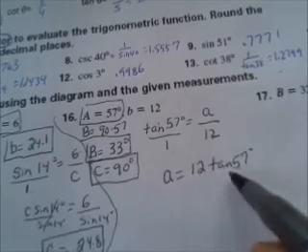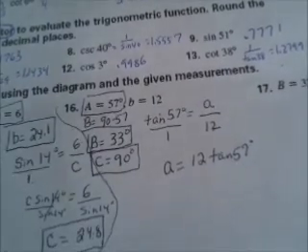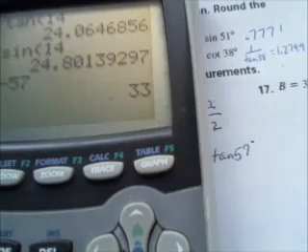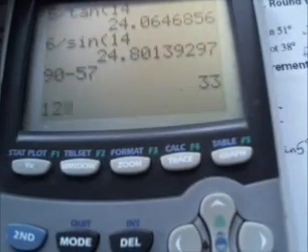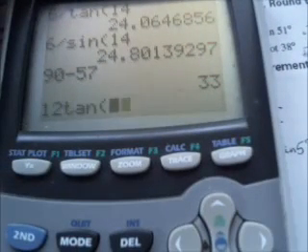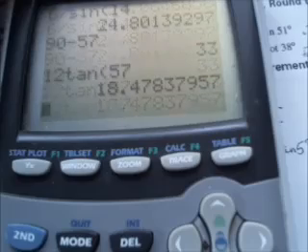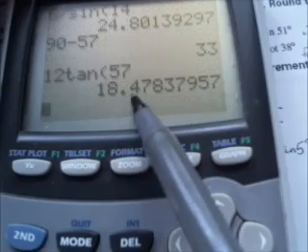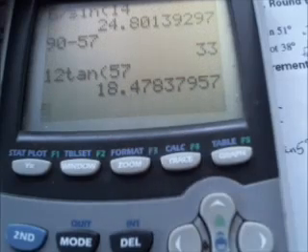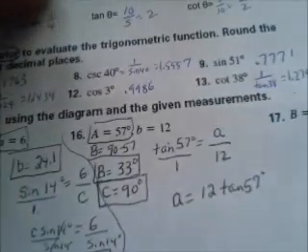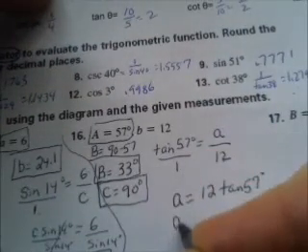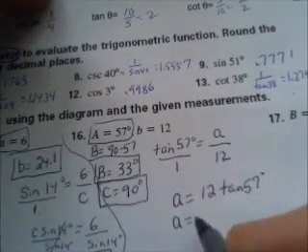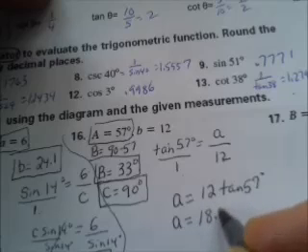So in this case we're going to be multiplying instead of dividing. So we pull out our calculator and do 12 times the tan of 57 degrees. And it looks like it's 18.47, which rounds up to 18.5, which is A. A equals 18.5.